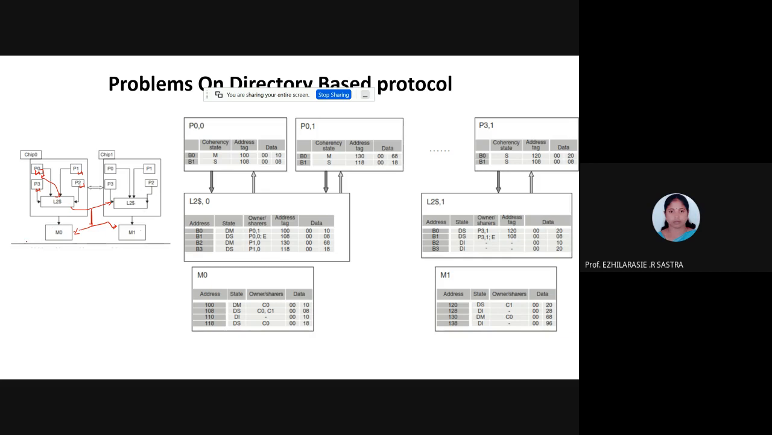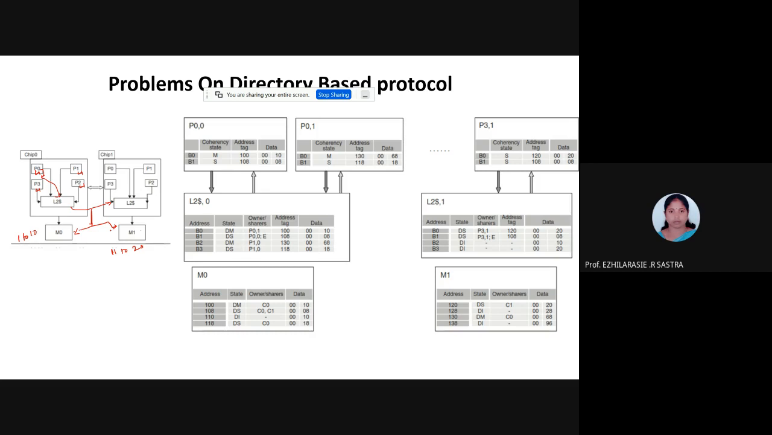Because though it is a distributed shared memory architecture, the address will be divided like this. For example, 1 to 10 will be in M0, and 11 to 20 will be in M1. So based upon the request, the request goes to that memory. We have seen that when the request is satisfied by the cache, the number of stalls will be much lower compared to the memory. So first it will check all the caches, and only then will it go to the memory.